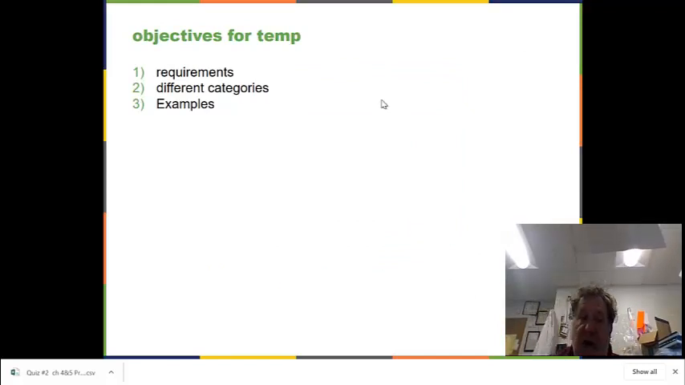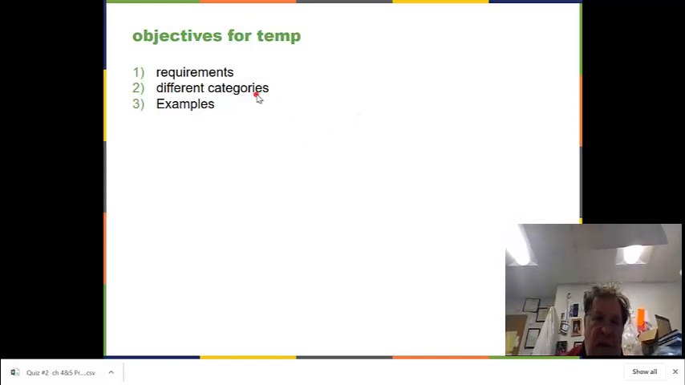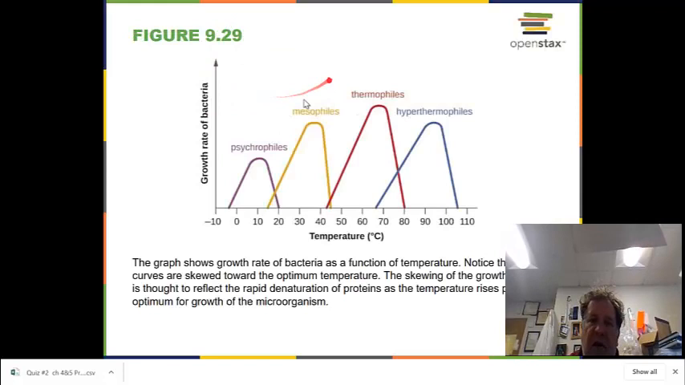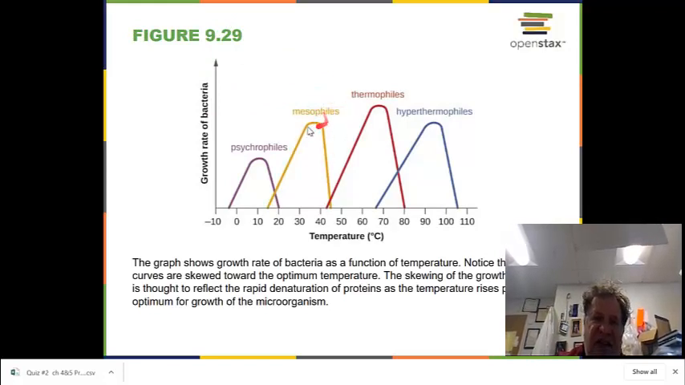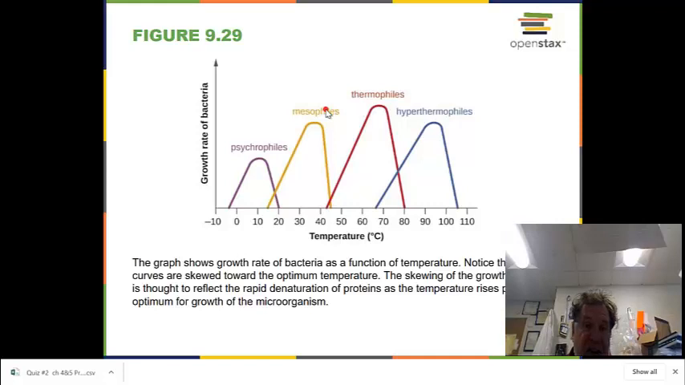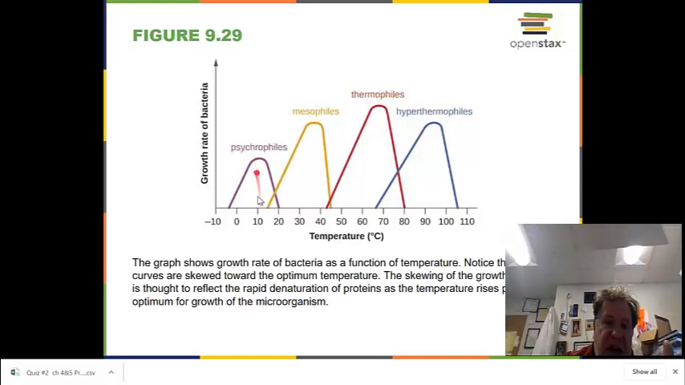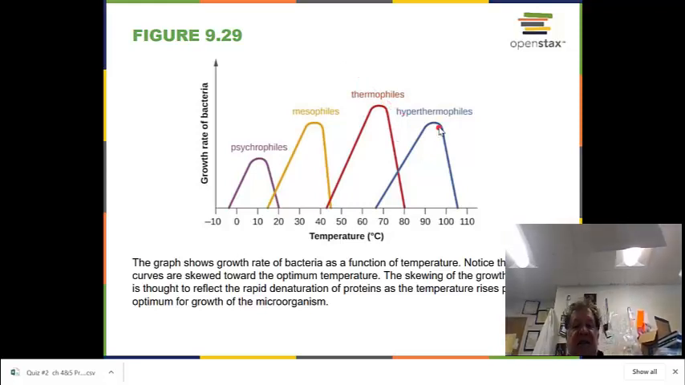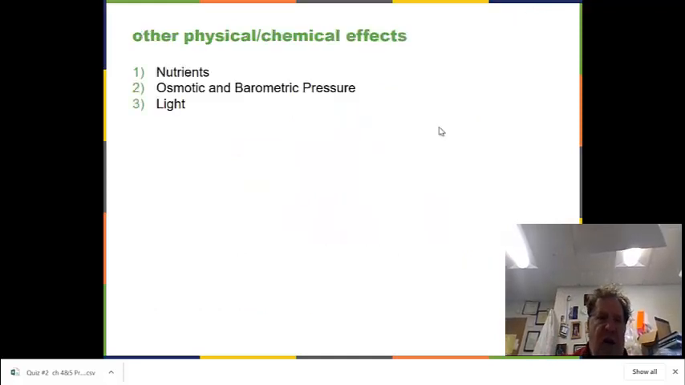Temperature has a big effect on microorganisms as well, and we'll look at the requirements and the effect of different categories. When we look at temperatures, we tend to look at mesophiles. A lot of our pathogens grow in us. They tend to like the same temperature that we like, maybe a little bit higher, maybe a little bit lower. The psychrophiles like it really cold, like in a refrigerator or on a tundra. Thermophiles and hyperthermophiles tend to like it a little bit warmer, and the microorganisms that can live next to those thermal vents are these thermophiles. So again, have a general idea of what's going on with these guys.